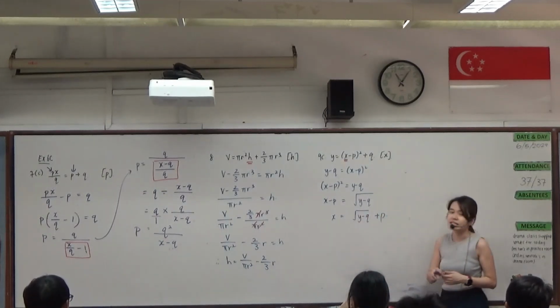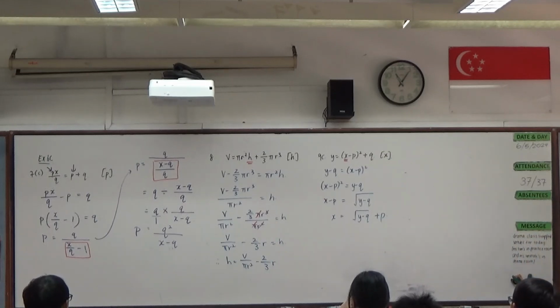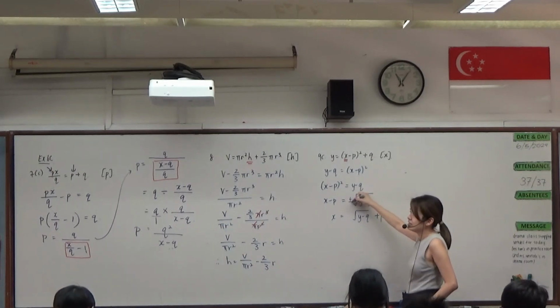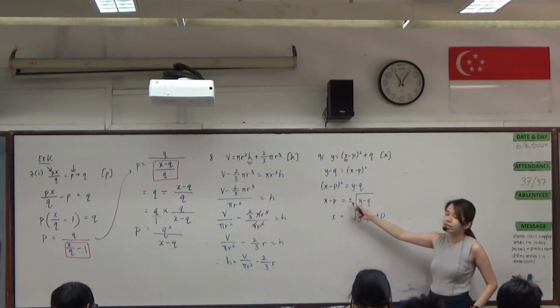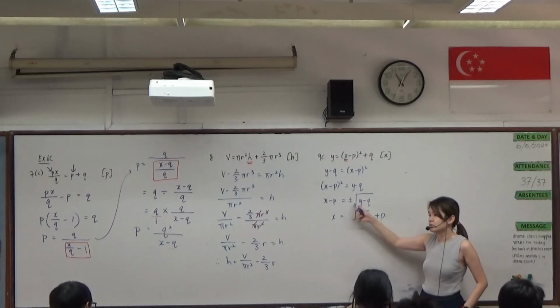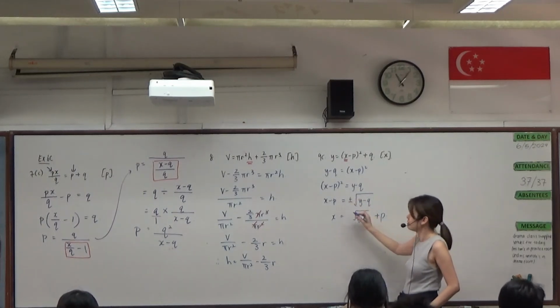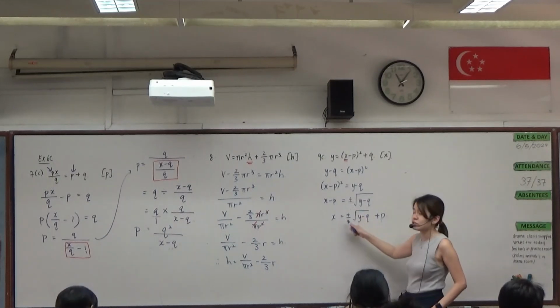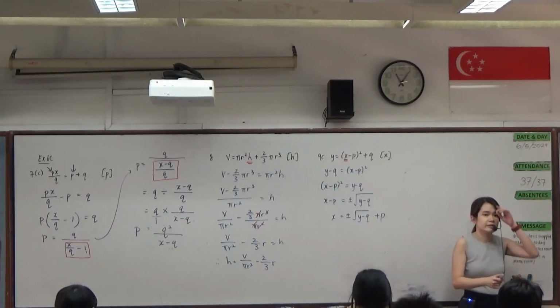Are we okay with this answer? Yes, Divya? It's both positive and negative. Should have both positive and negative, right? Okay. So Isan, what's missing in your answer is when you square root, you need to have both positive and negative. Okay? Yeah. So please make sure you put in the positive and negative sign.